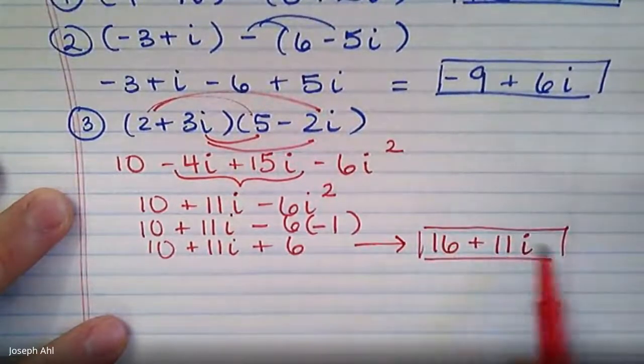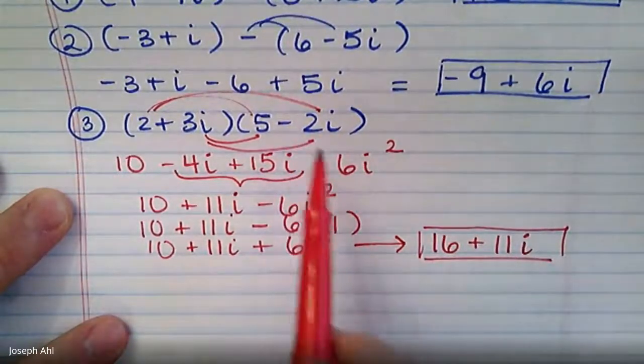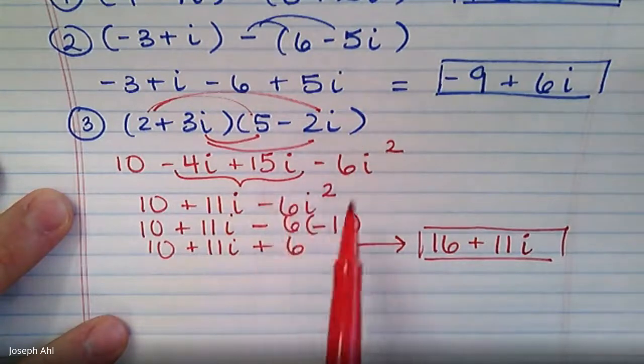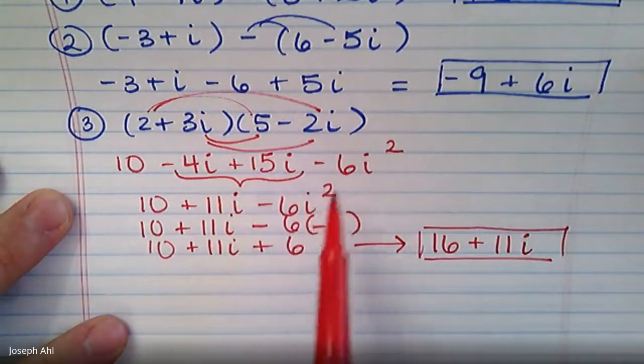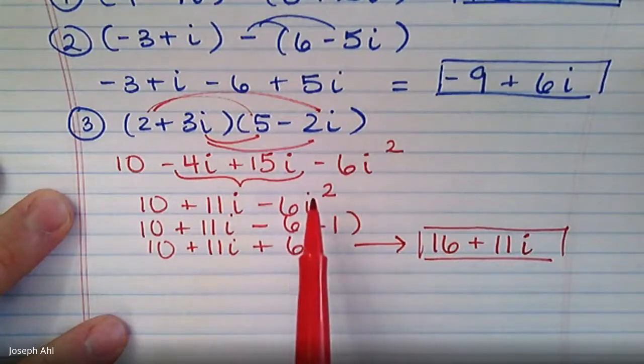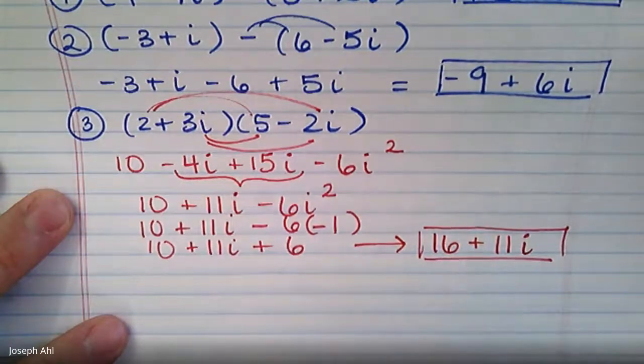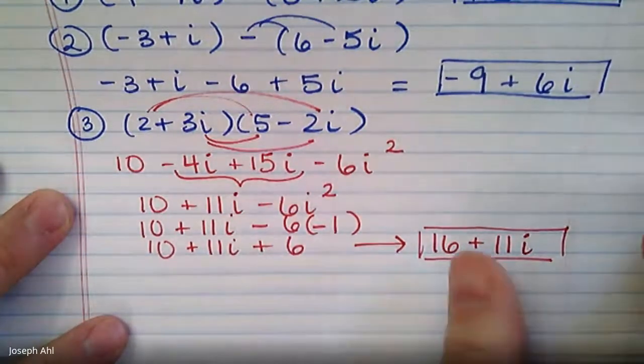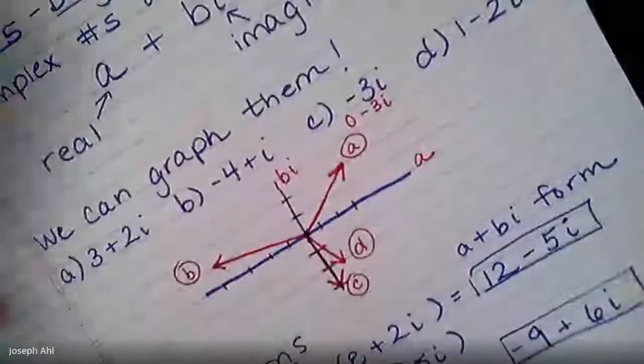So now you can see it's in that a plus bi form. It's a good hint that when you get to this stage, you're not exactly done if you have i squared still in your answer. It's not yet simplified as much as we can make it. So we'll always replace i squared with negative 1 to get to this final step where we have something in a plus bi form.